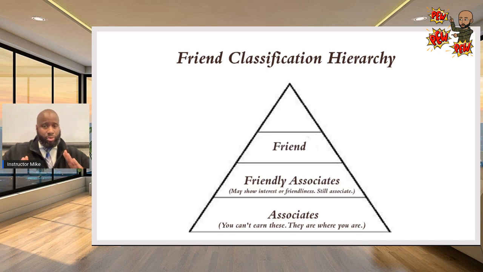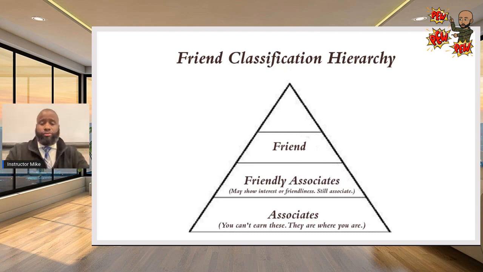Now, why is the pyramid getting narrow? Well, one, that's a pyramid. That's what a pyramid is shaped to do, but there's a purpose in that. As you can see at the bottom, you will have a lot of associates depending upon where you are, your school, your work, your church or other places where you associate. You could have associates on the bus. You're associated by being in the same proximity, the same area. You get it, right? But then friendly associates, it starts to narrow off.